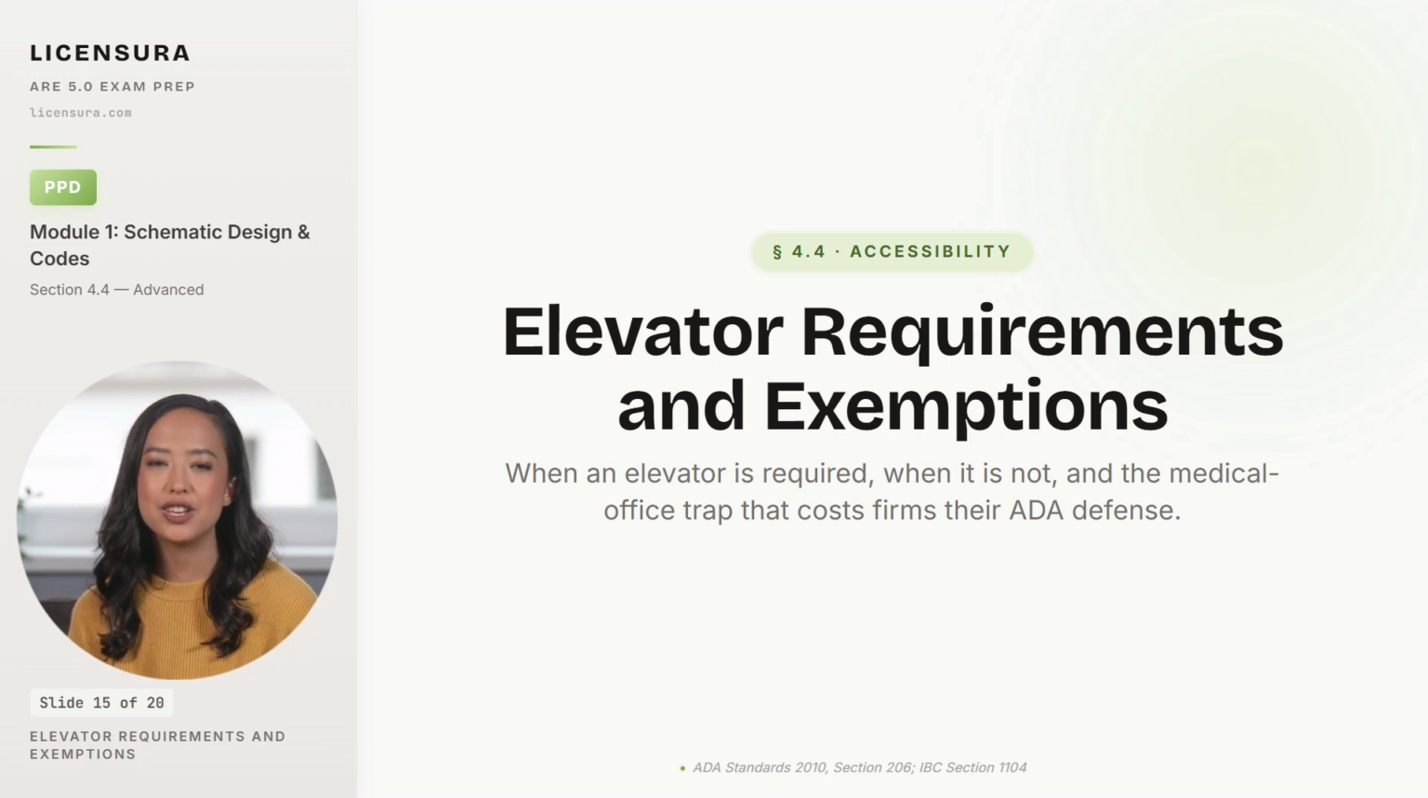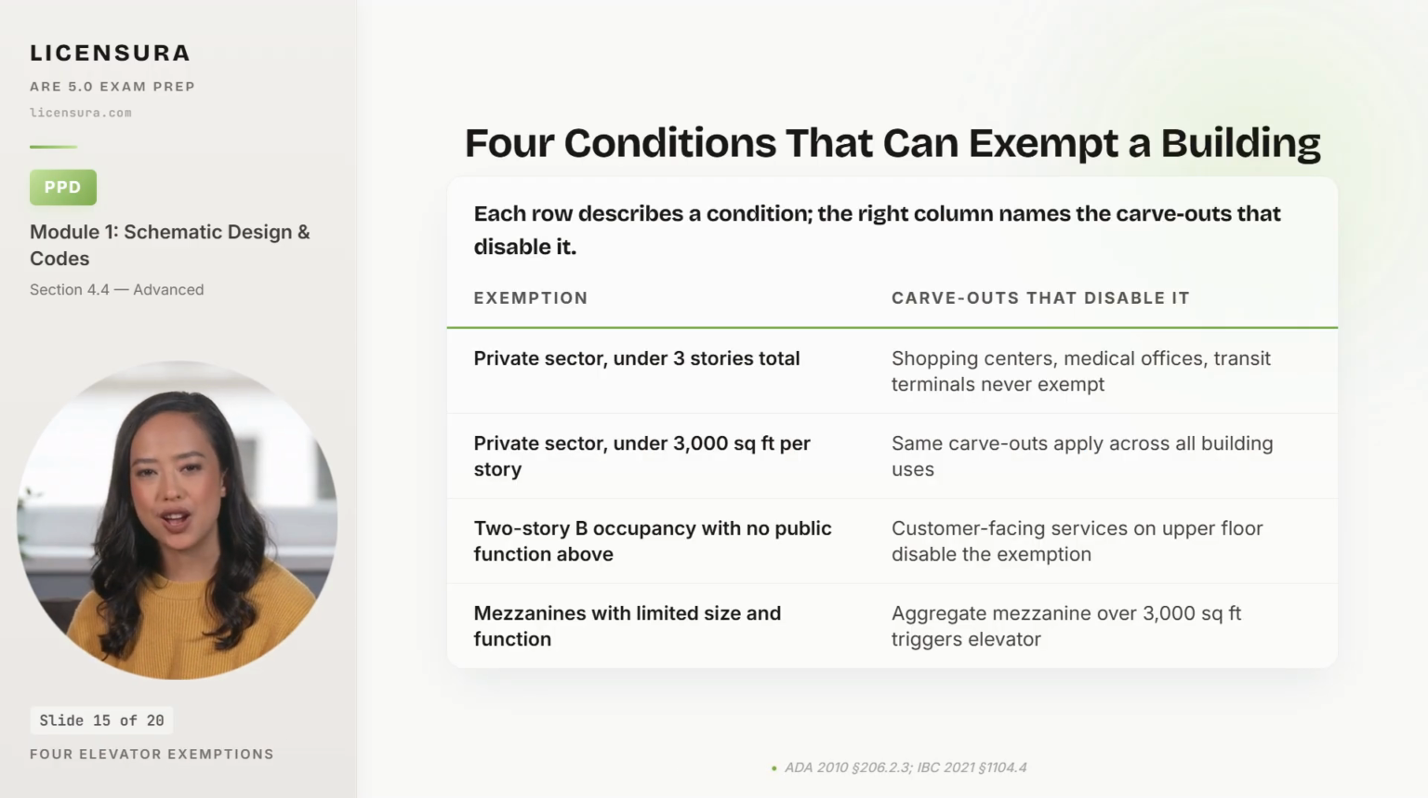4 exemption conditions cover the elevator scoping landscape. First, the private sector exemption for buildings of fewer than 3 stories total. Carve-outs disable it for shopping centers, professional offices of healthcare providers, and transportation terminals. 3 building types where the exemption never applies, regardless of size.